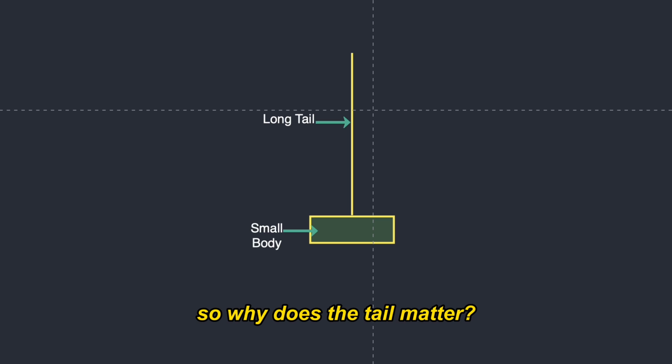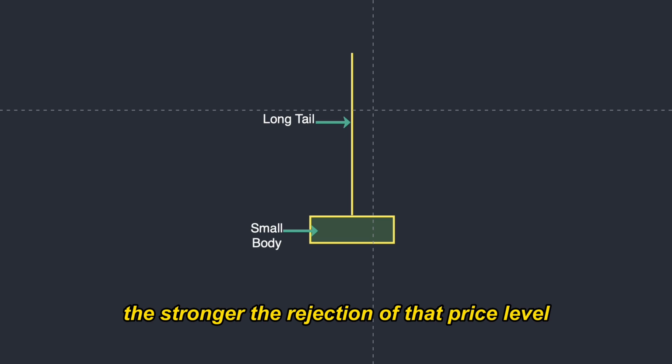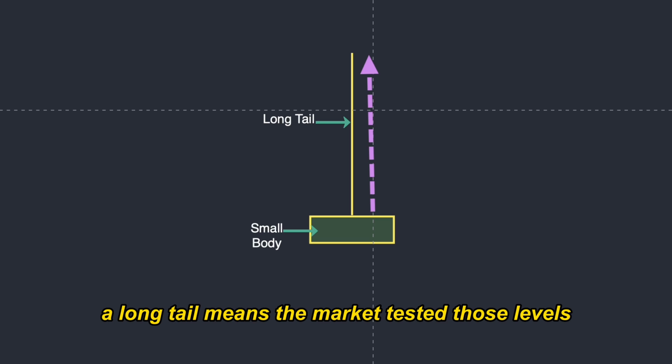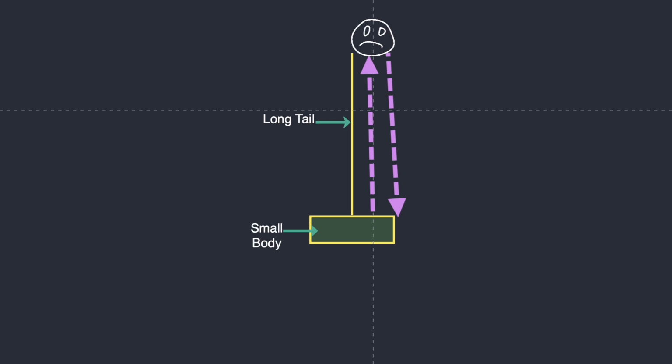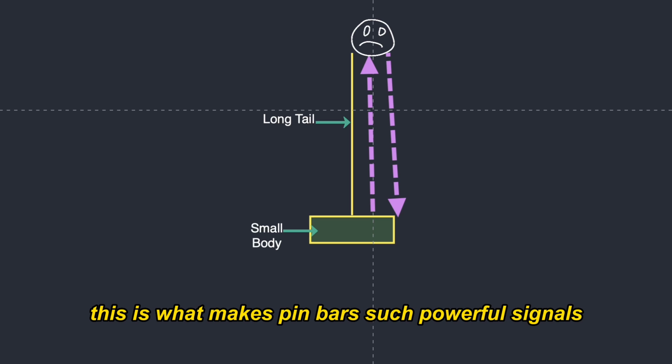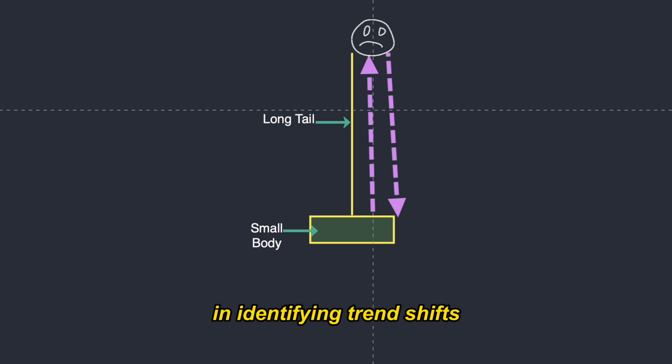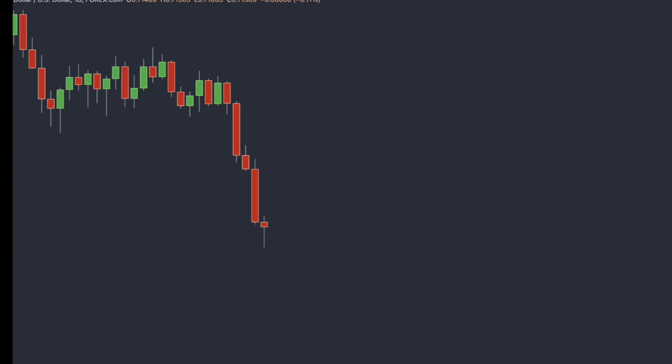So why does the tail matter? The longer the tail, the stronger the rejection of that price level. A long tail means the market tested those levels and failed, a clear signal that a reversal could be coming. This is what makes pin bars such powerful signals in identifying trend shifts and making your next trading move.